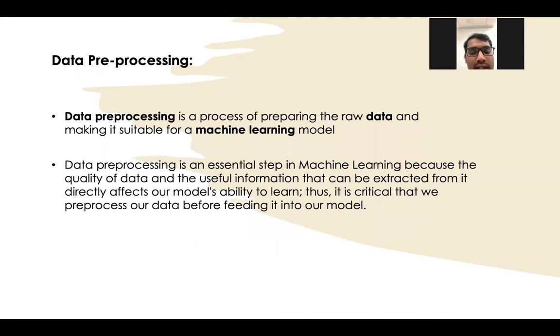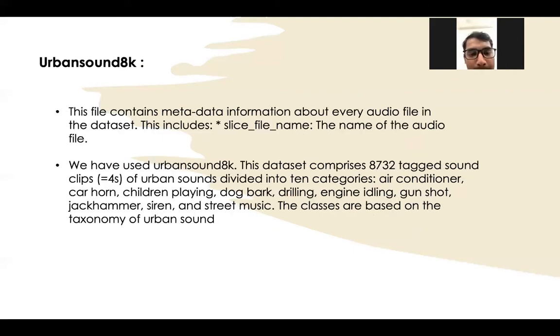which is data pre-processing. It is the process of preparing raw data and making it suitable for the machine learning model, which means converting the raw data for the machine learning model. In this step, we ensure good quality of the data and that useful information can be extracted from the different features. This is critical, as we process our data and feed it into our different models. Next, I'll move to the next slide.